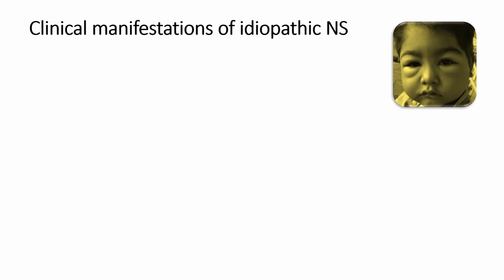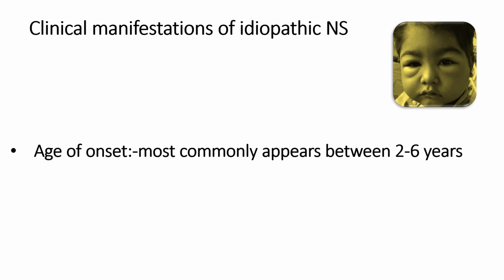Now the clinical manifestations of idiopathic nephrotic syndrome, minimal change disease. It is commonly present between 2 to 6 years of age, and the male to female ratio is 2:1, so it is more common in male children.